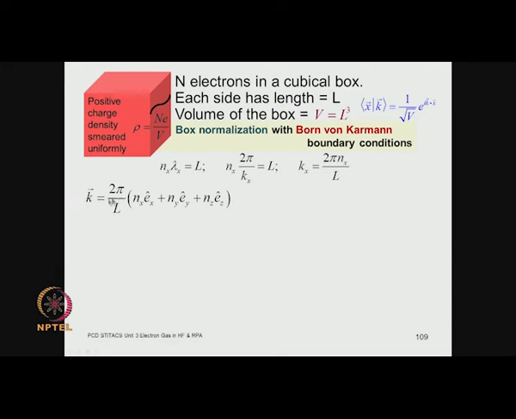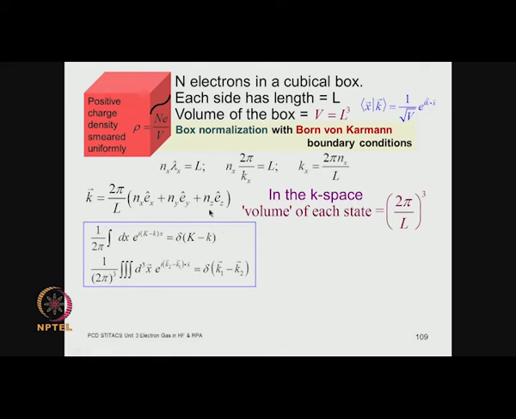So, this is the box normalization condition, and this immediately tells you that in the K space, if you go from one allowed state to another allowed state in that discrete spectrum, then the volume of each state will be 2 pi over L whole cube, because you go from one to the next simply by changing these nx, ny, nz by one integer value. So, the volume of each state is 2 pi over L whole cube, and that is the reason instead of this 1 over 2 pi cube over here, you have a 1 over L cube over here, which is the result that we are using.